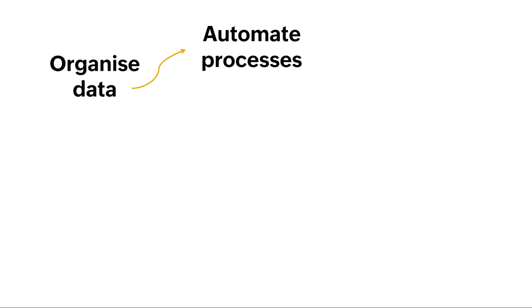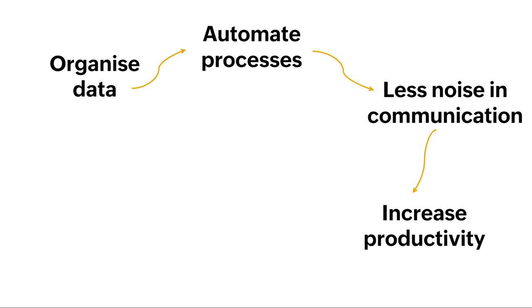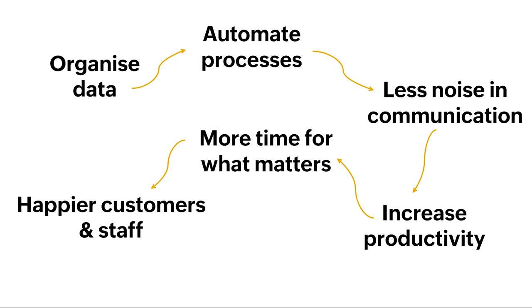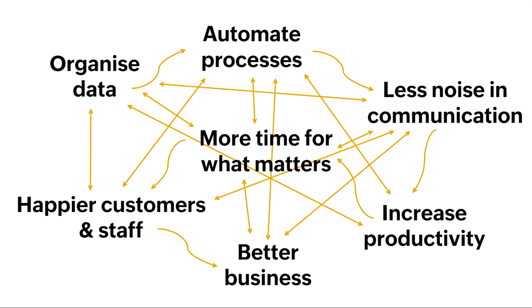I like to think of it as a chain effect. When you have organized data in the one spot, you can automate processes based on that data. When processes are automated, there's less noise in your communication channels, which leads to increased productivity because you and your team aren't constantly task switching. That means you all have more time for what matters, which is often the time you actually spend with customers. That leads to happier customers and staff and a better business. And of course, everything really is linked together like a big chain because many of these things have a positive impact on several other pieces of this puzzle.